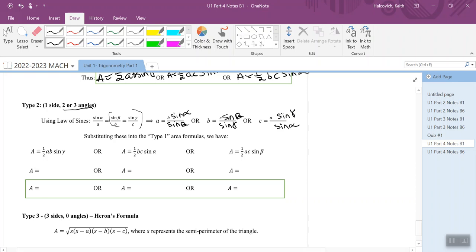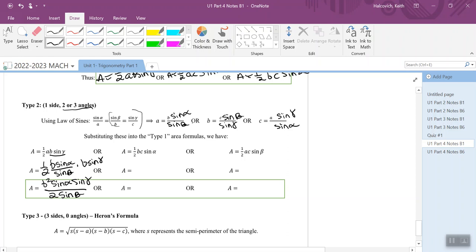Which by substitution here, because we know that A is equal to B sine alpha over sine beta, and then times B sine gamma, because this part has to stay. So that means the area is equal to 1/2 B squared, or if we want to make it an easier fraction, B squared sine alpha sine gamma over 2 sine beta.